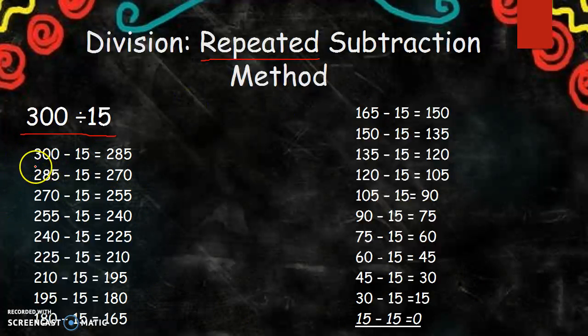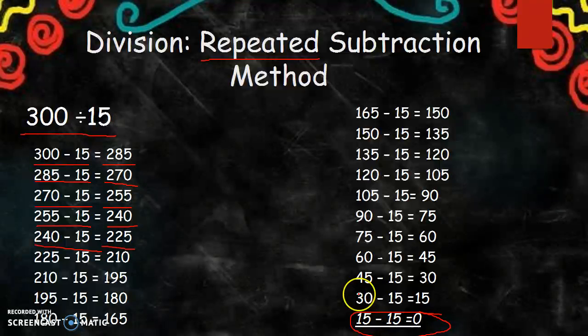So first we start by subtracting 15 from 300, which gives us 285. Then you take your answer and subtract 15 again. So you're repeating the same process. Then you take that answer and subtract another 15. And you do the same thing over and over. And if the answer is correct, you should get 0. At some point, you should get to 0.